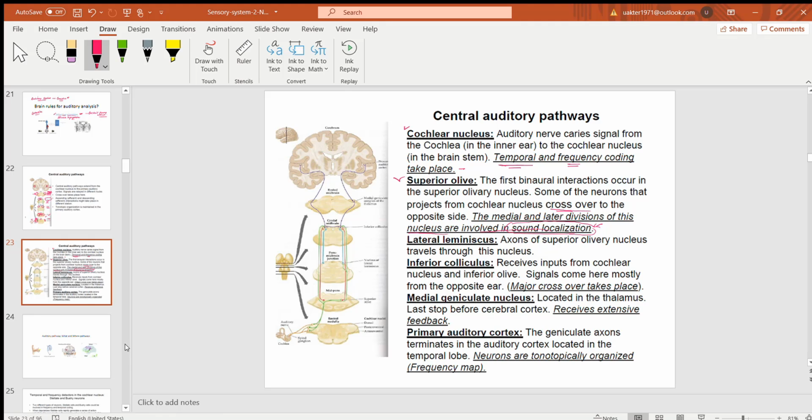Then the axons will pass through the lateral lemniscus, right? Then the inferior colliculus in the midbrain. Some crossover also takes place here, as I mentioned. Major crossover takes place here in the inferior colliculus. And then to the thalamus, where the sound signal will be processed in the medial geniculate nucleus.